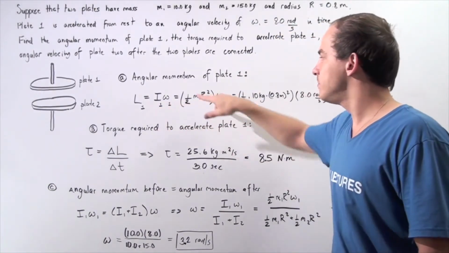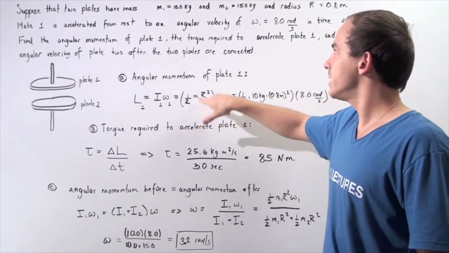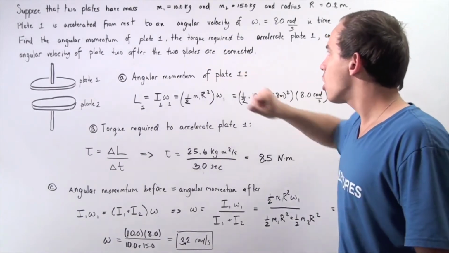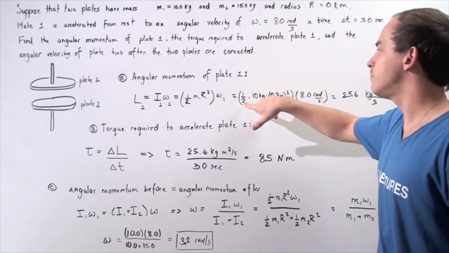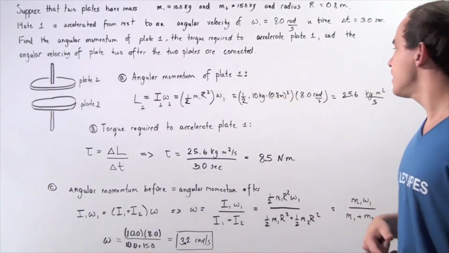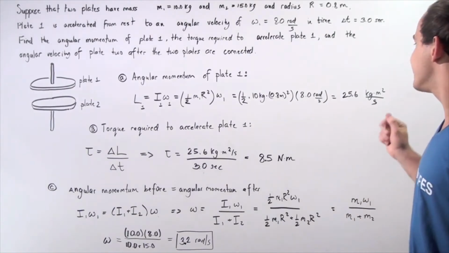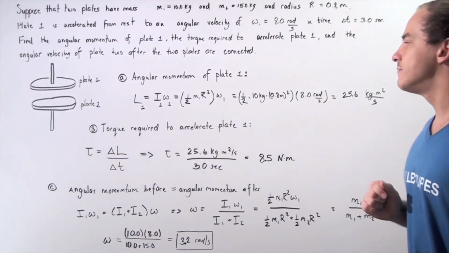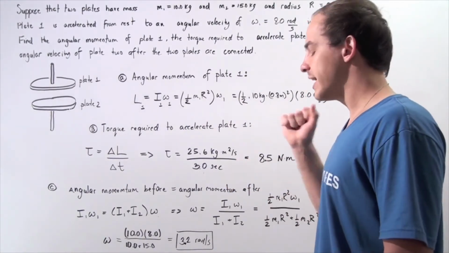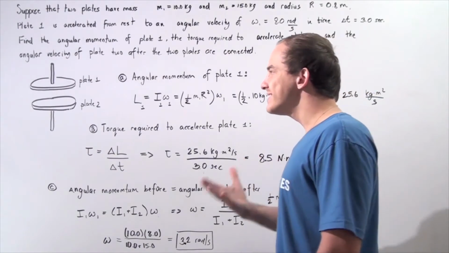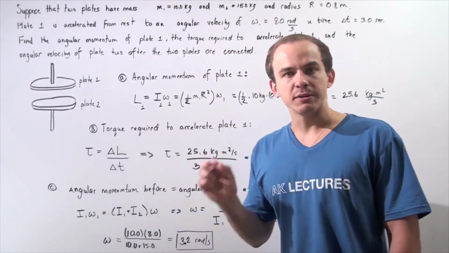Our I1 is 1/2 m1 multiplied by r squared. So m1 is 10 kilograms and r is 0.8 meters. So we square that, we multiply that by 10 and by 0.5 and multiply that by 8. And we get a quantity of 25.6 kilograms times meters squared divided by seconds, which is the angular momentum of plate 1.